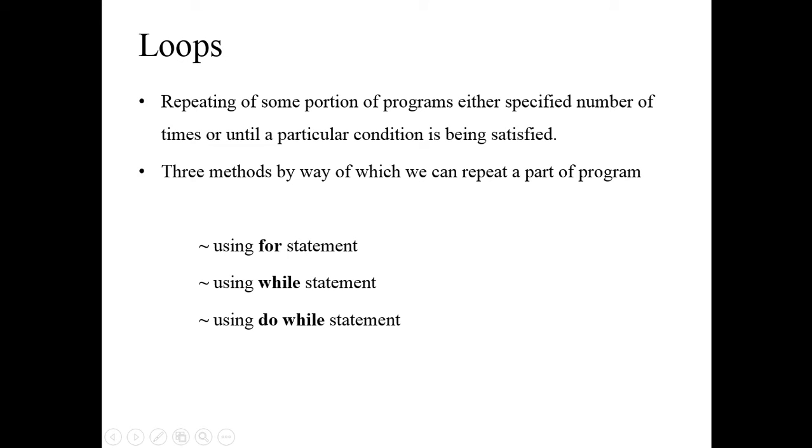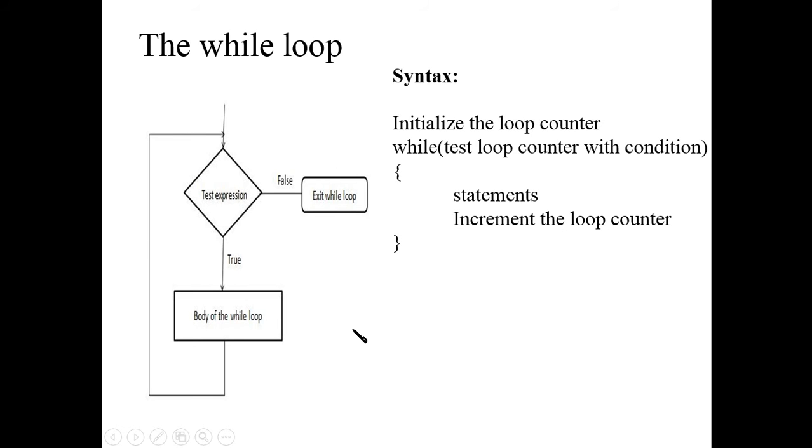Loops. Repeating some portion of a program either a specified number of times or until a condition is satisfied is said to be a loop. There are three methods by which we can repeat a part of a program. One is using the for statement, next using the while statement, and next is using the do while statement. First is the while loop.